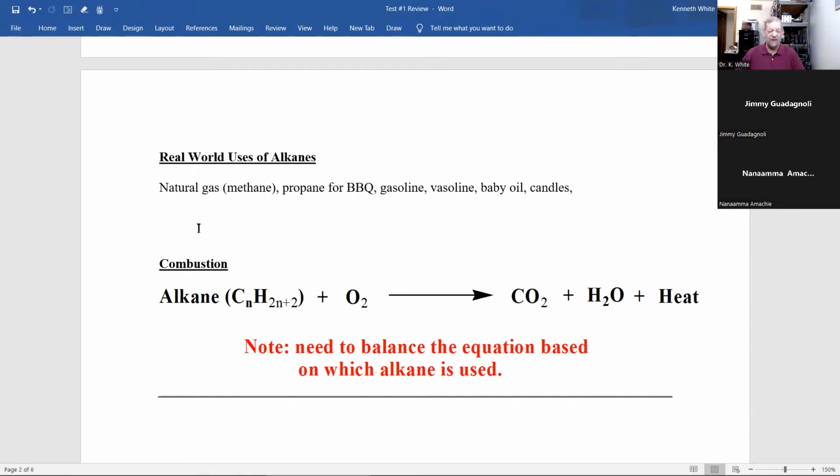Now, there is only one reaction, and that is alkanes, and I should also have here cycloalkanes, plus oxygen give you CO2, water, and heat. Now, I will just be asking for the products, and heat is not considered a chemical product. It's an important product of this reaction. And you should remember, in my class, you never have to balance equations.